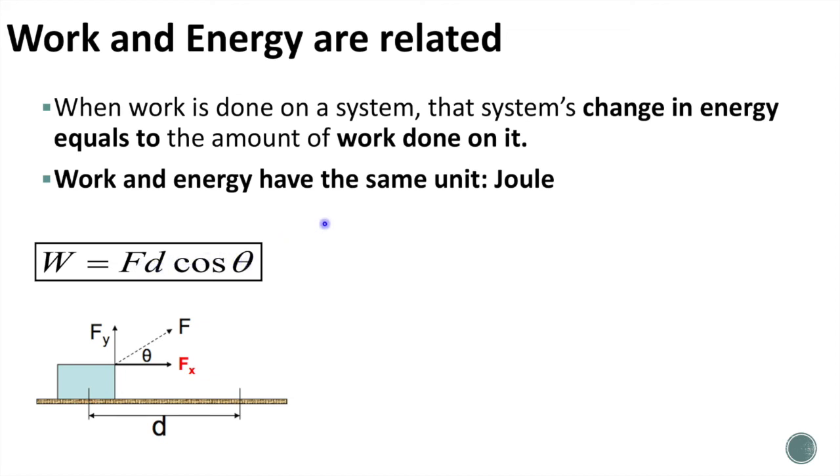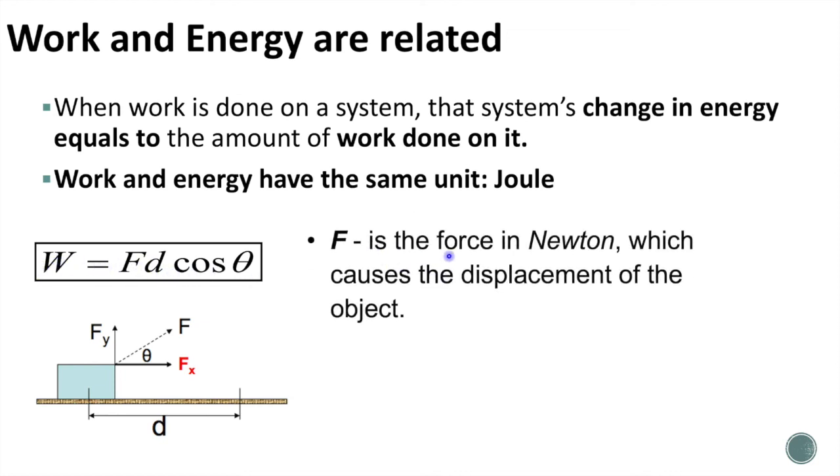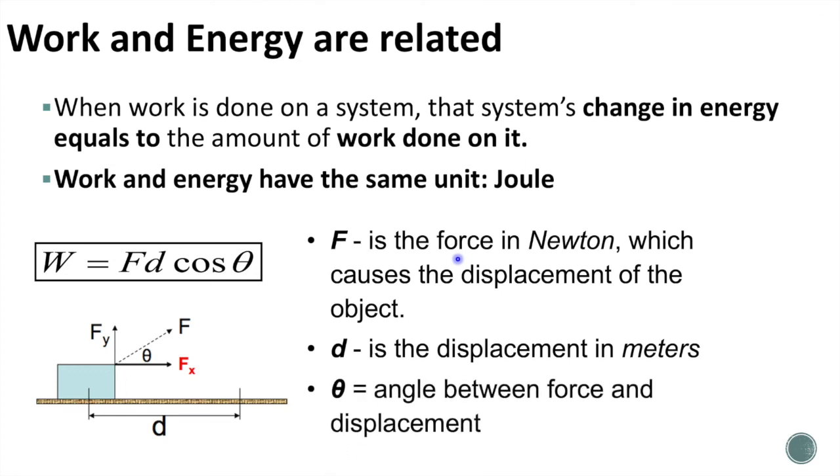So work and energy are going to have the same unit. It's measured in joules. And when work's done on a system, that system's change in energy is equal to the amount of work done on it. So we do have our formula written as work equals FD times cos of our angle. F is the force, which is measured in newtons. D is for displacement, or distance, measured in meters. And then you have your angle between the force and displacement.